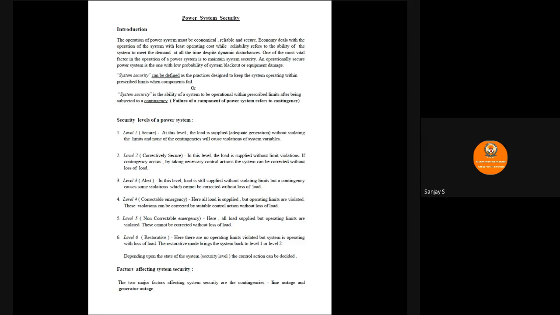So at any point of time, before planning the next action, we should know in which level the system is, and only then can we take appropriate action. That's why we try to understand the security levels here. Then we talk about factors affecting system security. One is line outage, the other is generator outage. That is failure of a transmission line and failure of a generator. These are the major factors.